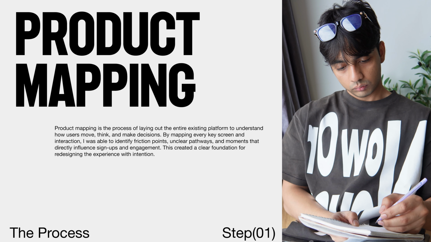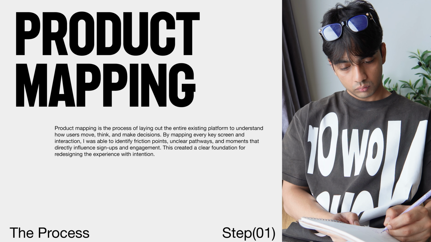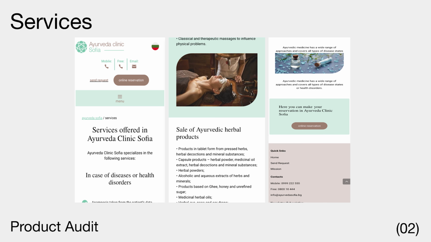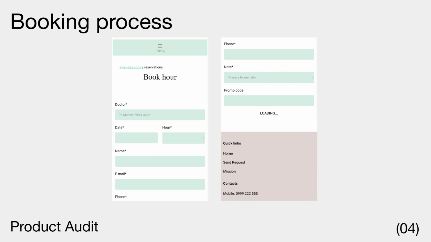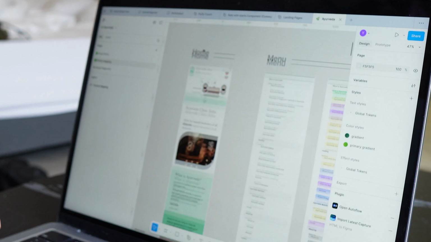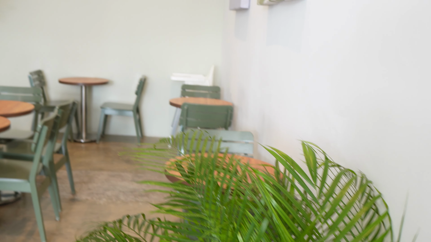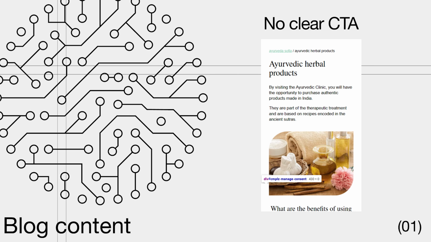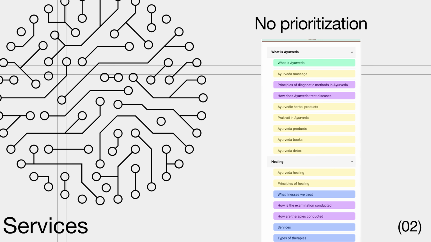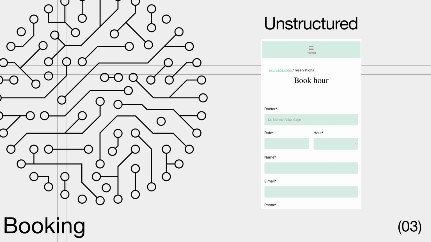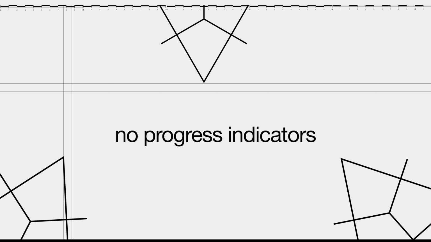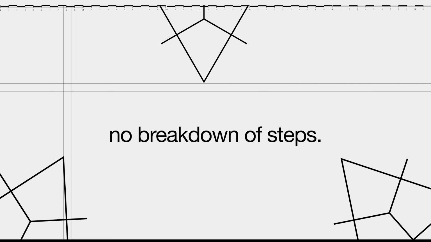For this project, the first thing I did was map the entire platform. I went through the home page, the services page, the blog content, the booking process, and how the system handled location differentiation. And once I started mapping everything, patterns became obvious. Users landing from blog articles had no clear path toward booking, service pages were buried under layers of navigation, and the booking experience was just one long, unstructured form. There were no progress indicators, no breakdown of steps, no reassurance.